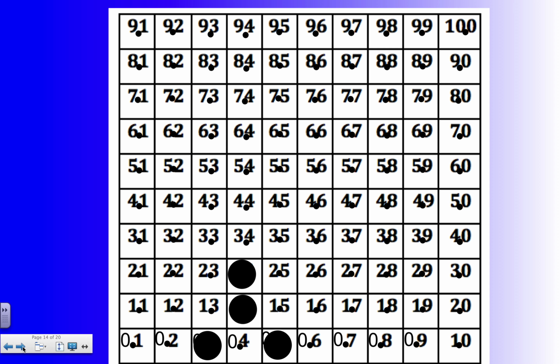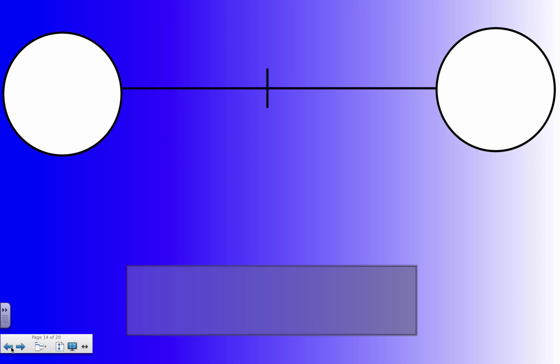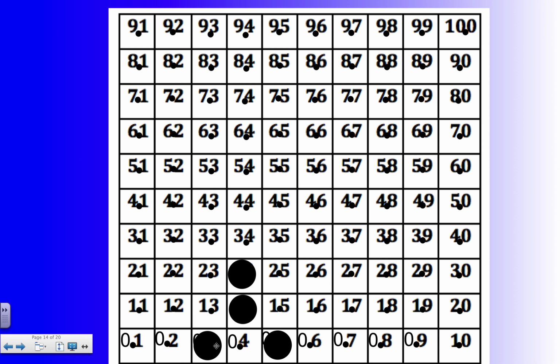Okay, one last reminder on these. What you're going to do is tell me the biggest and smallest decimal that you can't see. And that will be your last problem right there. What is your biggest and smallest decimal that you cannot see on this page?